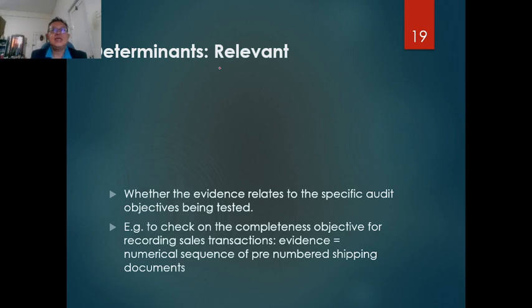Now the next thing is relevancy. The evidence must be relevant. Here we have to check whether the evidence relates to the specific objective, so that we can use that evidence to meet our specific audit objective. For example, to check the completeness objective for recording sales, the evidence is the numerical sequence of pre-numbered shipping documents. That is the more relevant document. So you have to check the sequence of pre-numbered documents, meaning that everything in the sequence must be recorded in the financial statements, right?